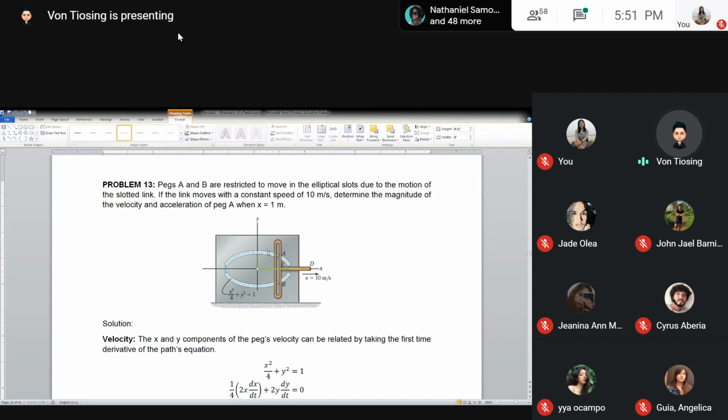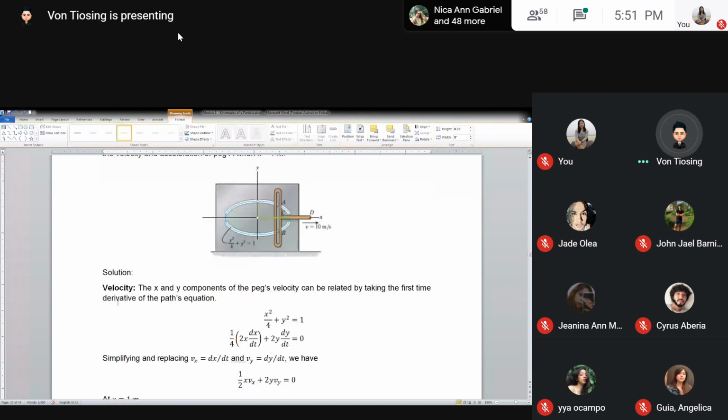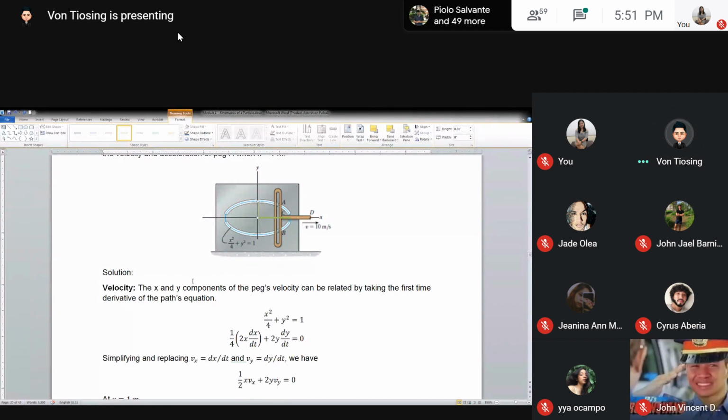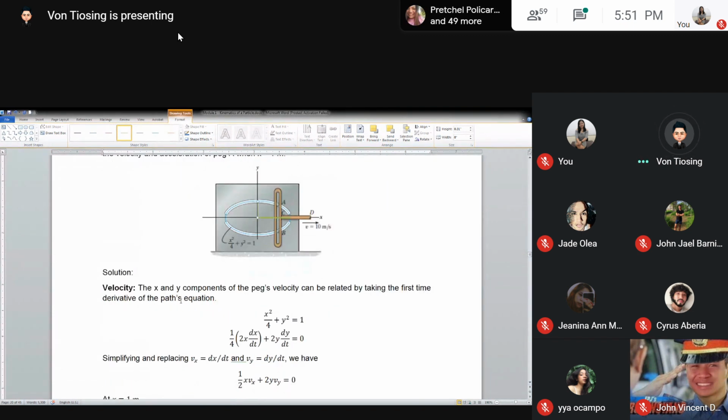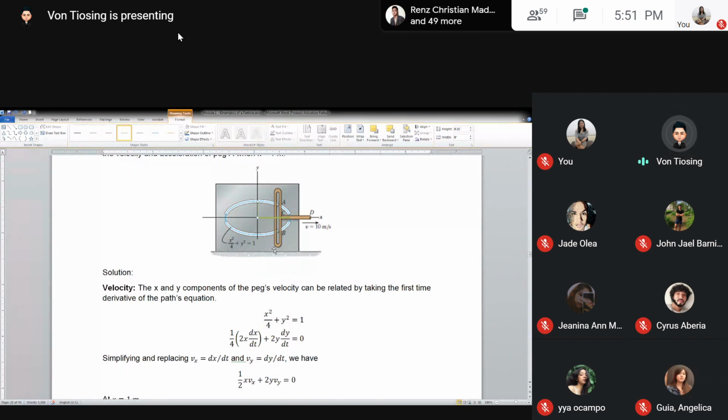Ayan, so makita mo siya doon, no? Yun yung semi-minor axis natin. So, to get the x and y components of the velocity of the peg, okay. So, dahil ito yung path ng motion natin in terms ng x and y, no? Okay, you can differentiate this function. Okay? But take note, guys, no? We're going to differentiate not with respect to x, but with respect to time t. Okay? So, gagamit tayo rito ng implicit differentiation. Okay? So, we have what?